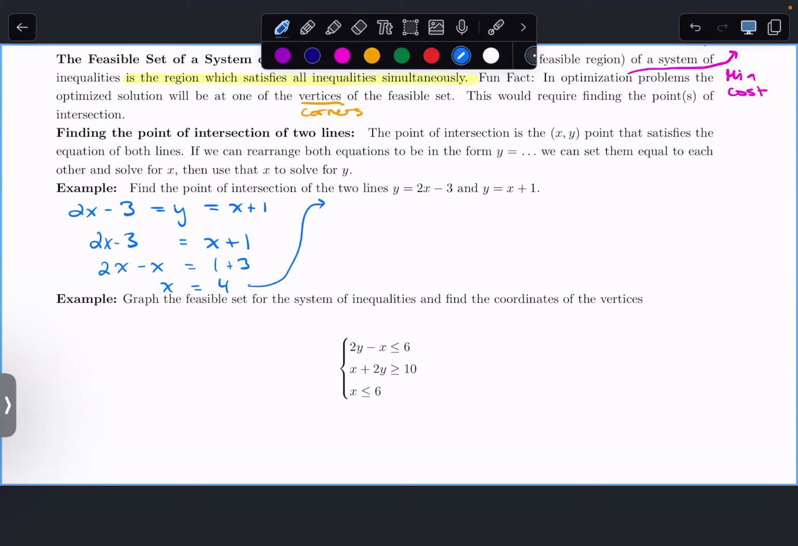So now solve for y. So I get 2 times 4 minus 3 is 5. And that's the same as 4 plus 1. That's a relief. So therefore, y must be 5. So the point then of intersection, they intersect at 4, 5.